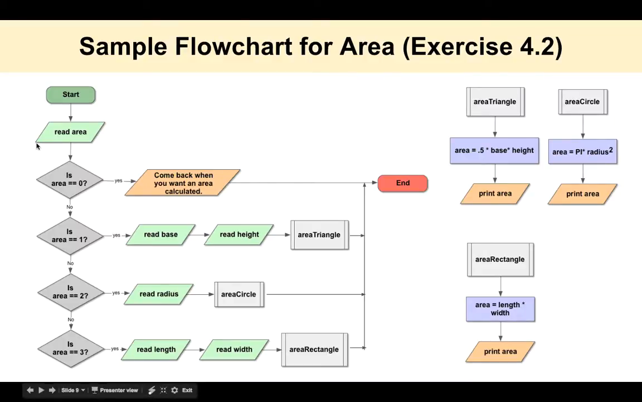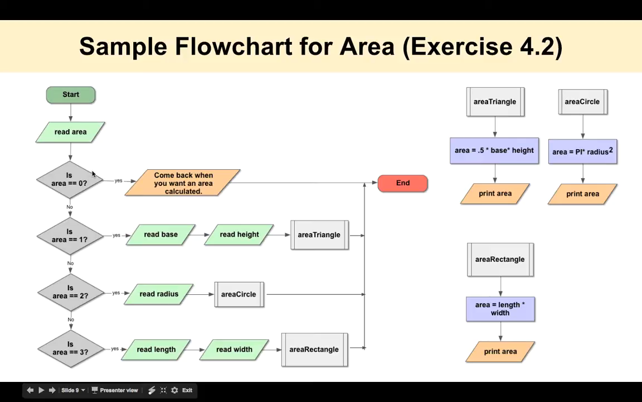So I have done a sample flowchart for the area problem that you guys originally did in exercise 4.2, and then you revamped it. And so this flowchart works for either program. So the program would start, and it's going to read the area. So we're going to get some user input, which is why it's that parallelogram, and the user is going to either tell us it's 1, 2, 3, or 0, depending upon what they want the area calculated on.